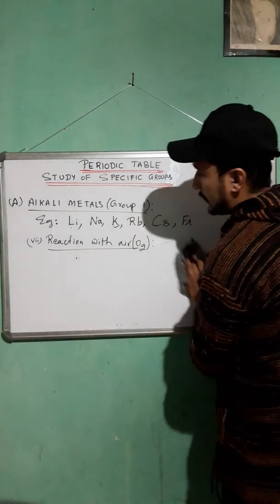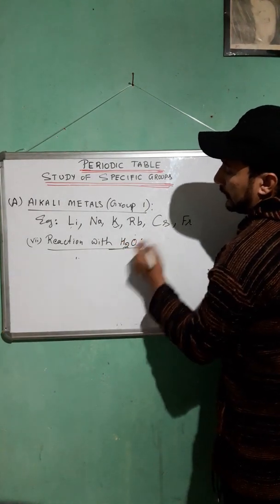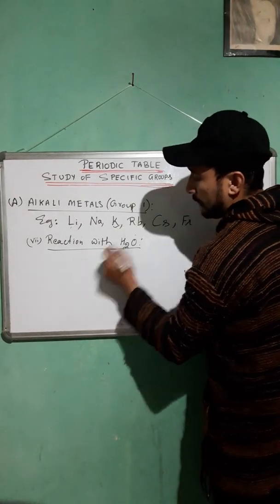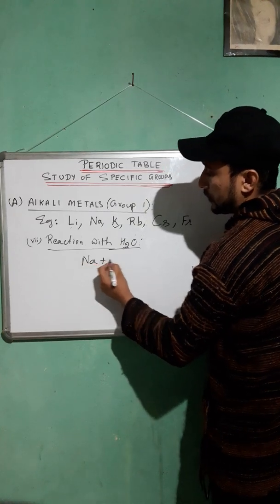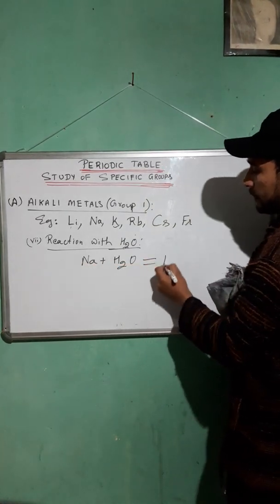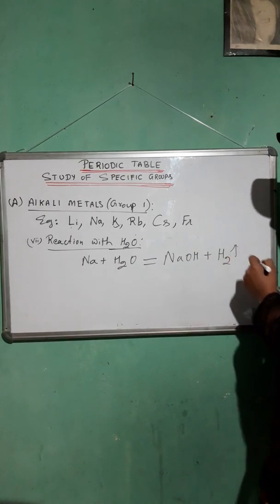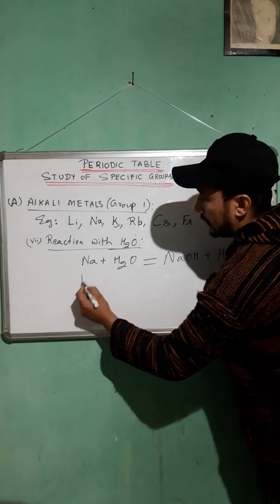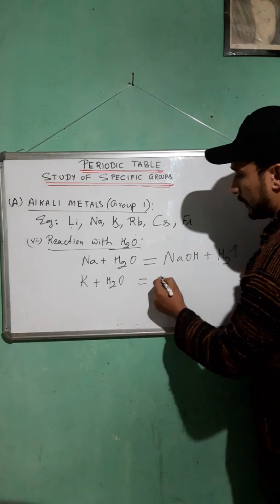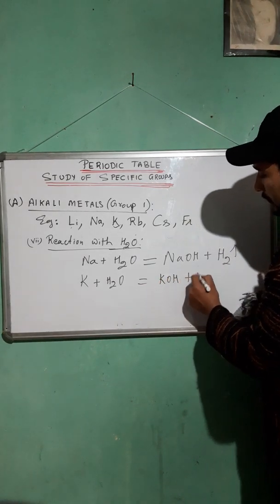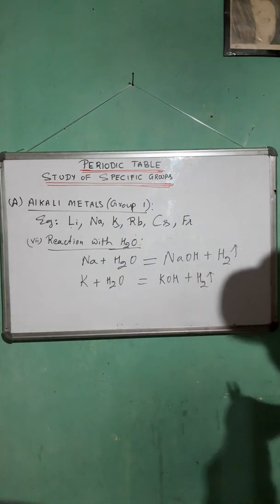Next, reaction with water, H2O. Again, the reaction is vigorous. Sodium plus water, H2O, will give sodium hydroxide, NaOH, plus hydrogen gas. Hydrogen gas gets evolved. Similarly, a similar type of reaction takes place with potassium. Potassium plus water will be potassium hydroxide plus hydrogen gas. This reaction is vigorous.